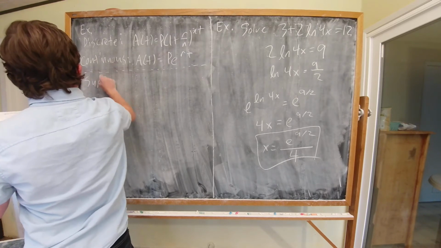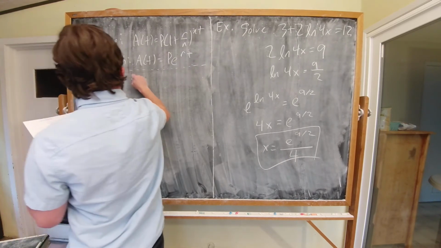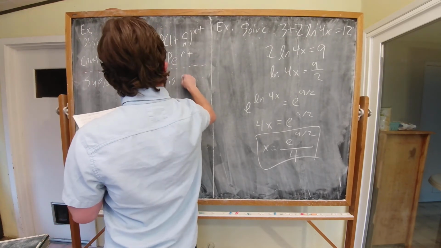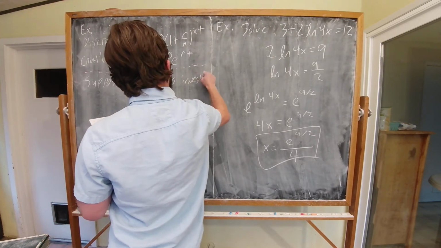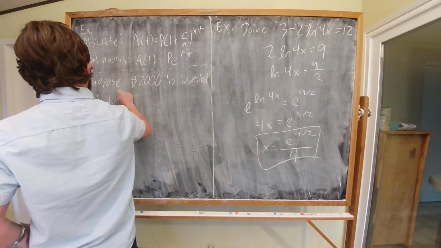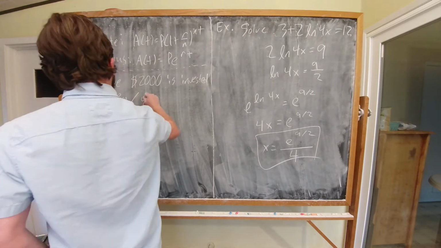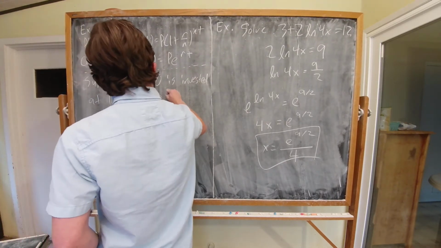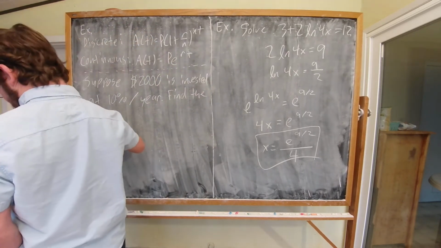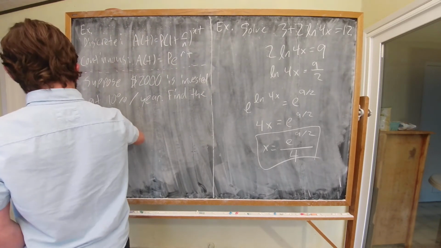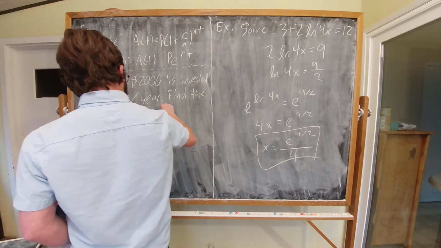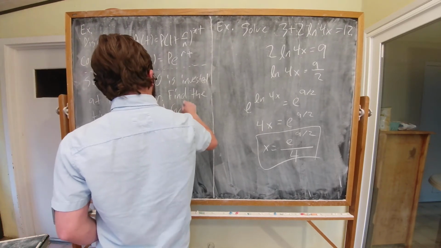Suppose $2,000 is invested at 10% per year. Find the amount of time required for the money to double.